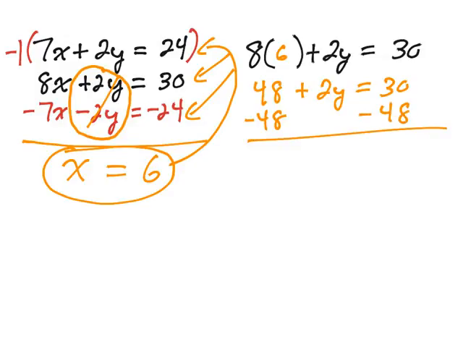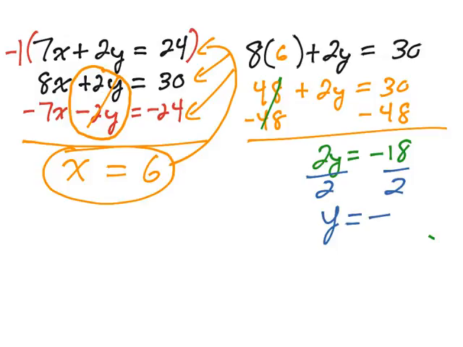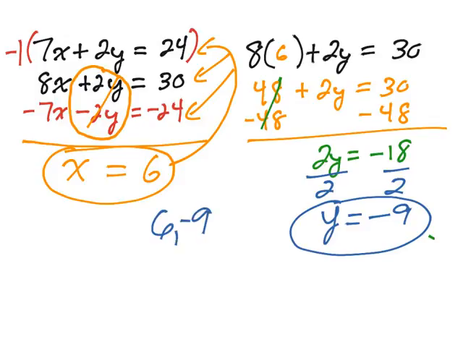Okay, I should have done that in a different color, but I'll do that now. These cancel out, and now I have 2y equals, and 30 minus 48 is negative 18. Then finally, I just have to divide both sides by 2, and I get y equals negative 9. I said negative 2, but you can see negative 9 on the screen. And so our answer is the ordered pair 6 comma negative 9.